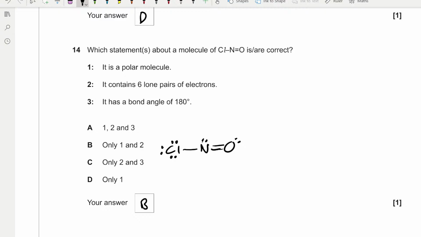Because part 3 is incorrect because of this lone pair. You do have two bonded areas, but because of the lone pair, that decreases the bond angle, so it's no longer 180 degrees. Because lone pair electron repulsion is stronger than bonded pairs.